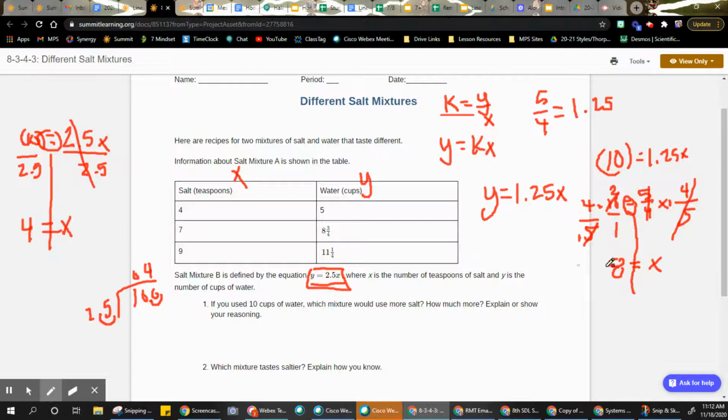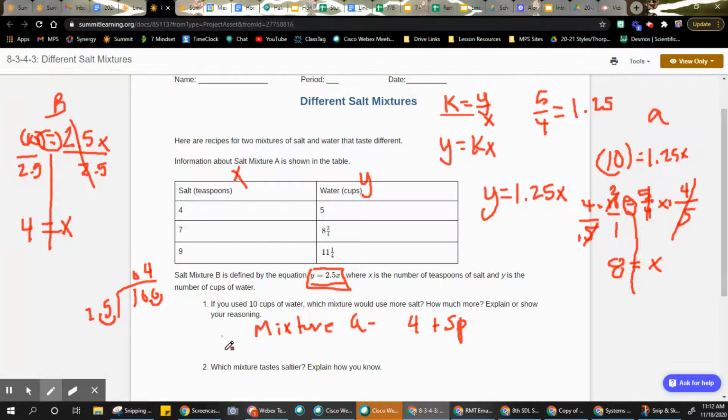Okay, so which one is going to use more salt? This is mixture B and this is mixture A. Which one's going to use more salt? Mixture A. And mixture A is going to use 4 teaspoons more, because 8 minus 4 is 4.